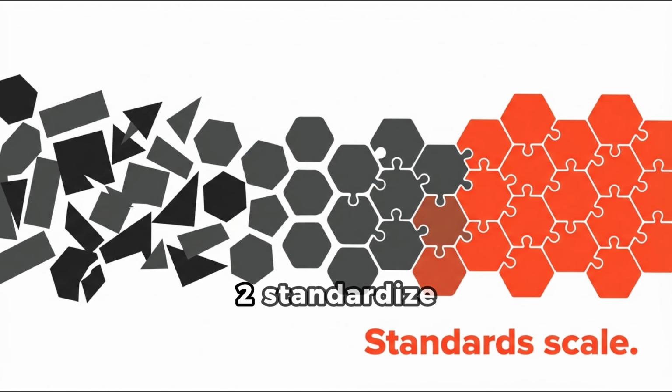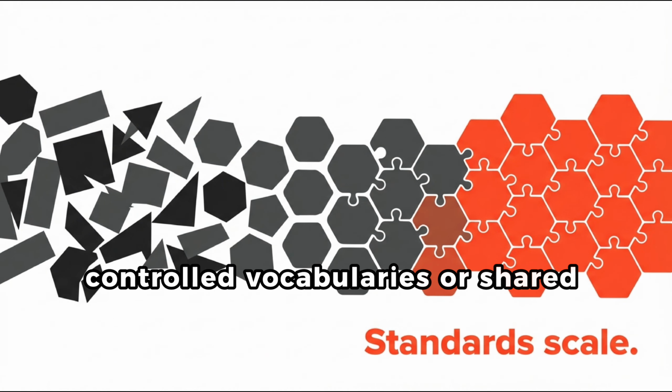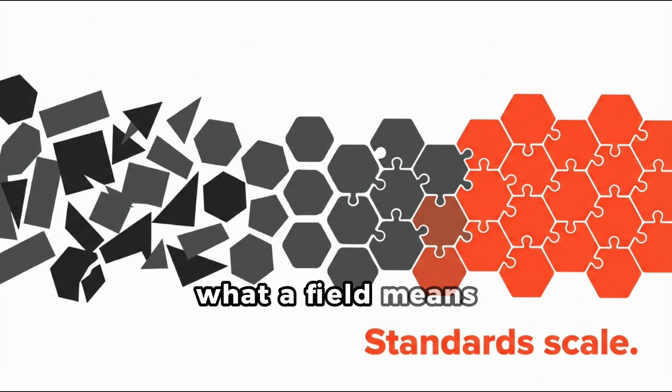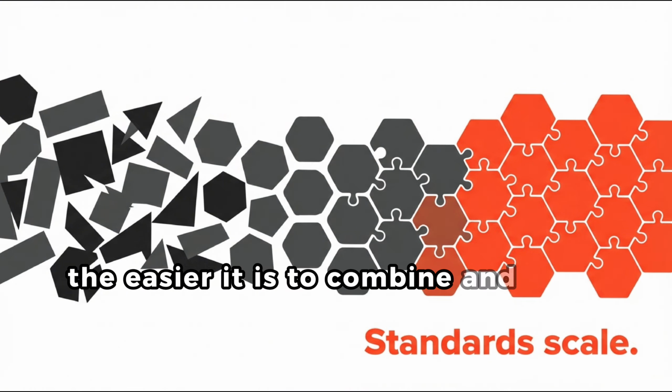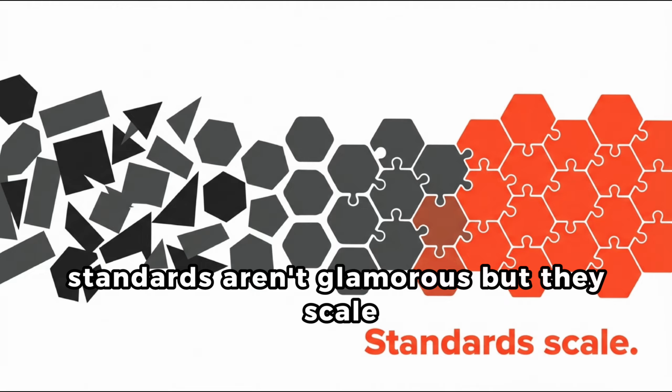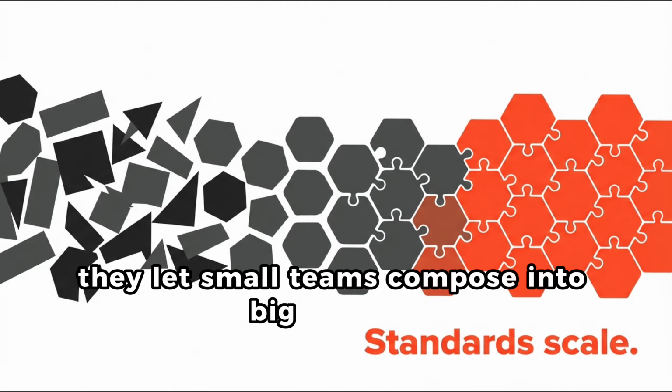Who collected it? These small clarifications are enormously powerful. 2. Standardize. Adopt ontologies, controlled vocabularies, or shared naming conventions. The more that different datasets agree on what a field means, the easier it is to combine and reuse them. Standards aren't glamorous, but they scale. They let small teams compose into big systems.